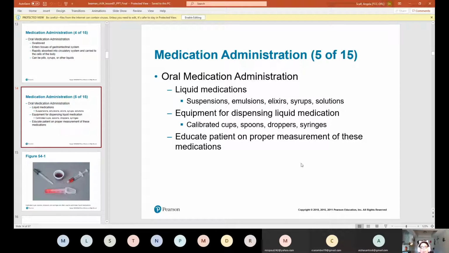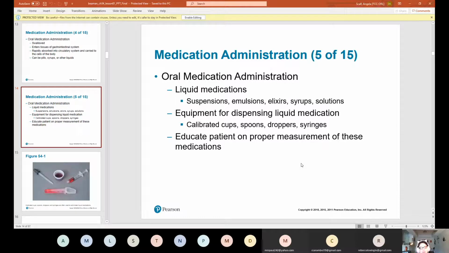And then proper education on these medications. And that's where, once again, you're educating your patient. I cannot tell you how many times you hear stories in the medical field about parents accidentally poisoning or even killing their children because they've given them the wrong doses of medications.